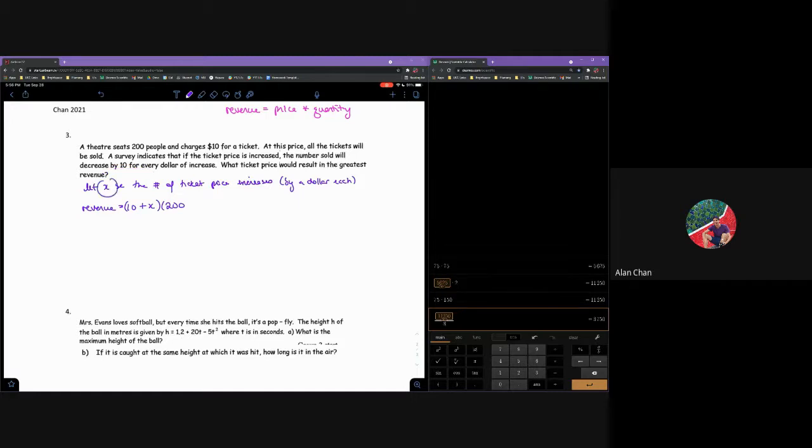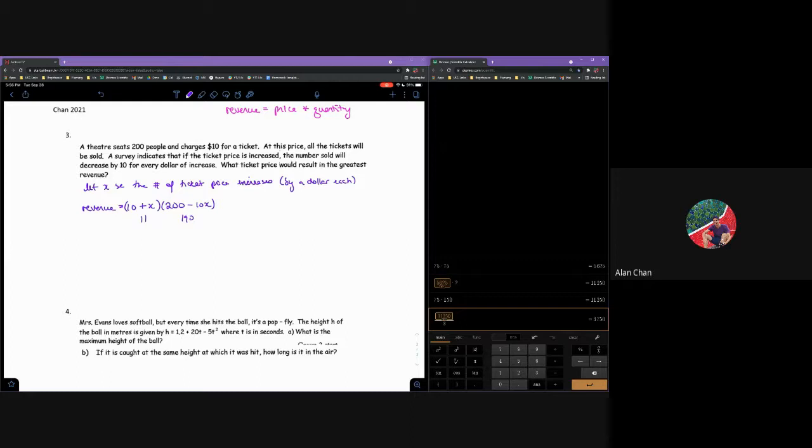So x is the number of dollar increases. So I'm going to just subtract this by 10x. Again, if x was 1, what does that mean? That means that movie prices are $11 and we only sell 190 seats, as I indicated earlier. And then this 11 times 190 would be our total revenue.